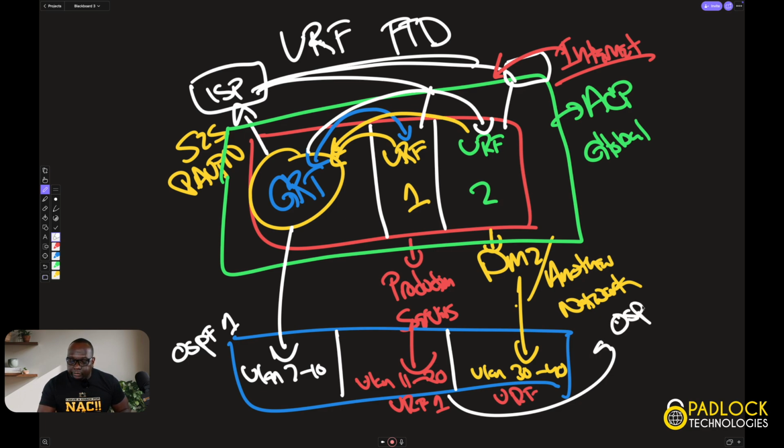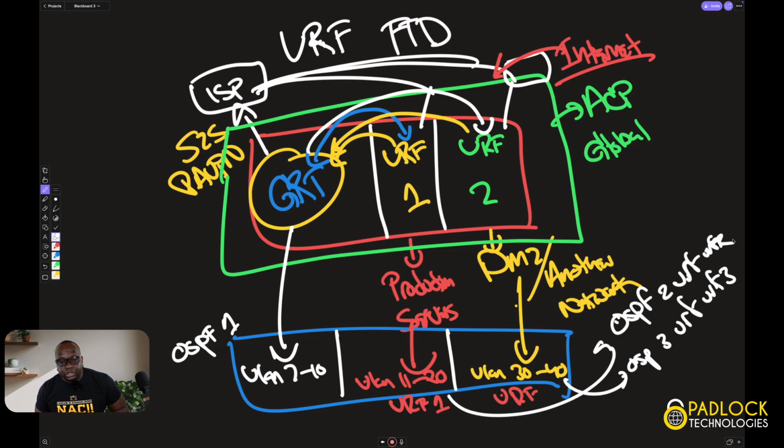And this would be OSPF 2, VRF1. That's the name we'll call it. And then this one would be OSPF 3, VRF3, if you want to call it that. Now, what's going to end up happening is when routes go up to the GRT from here, so VLAN 2 through 10, that's going to be in the global routing table. If you want the global routing table to now talk to the production servers, you're going to have to create a static route that leaks.